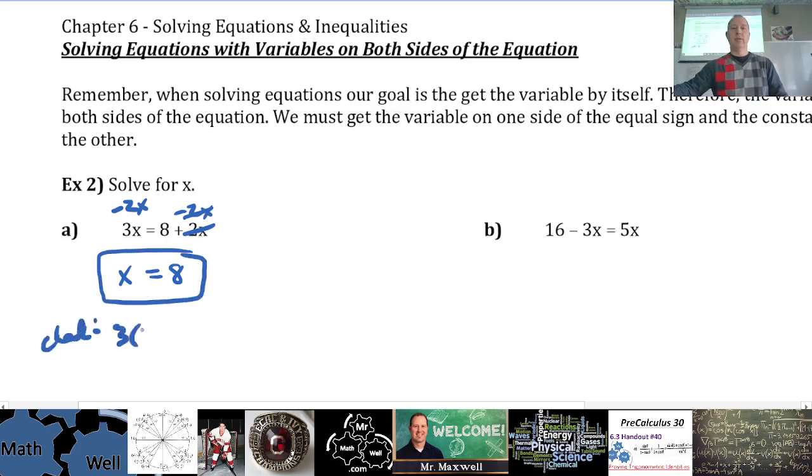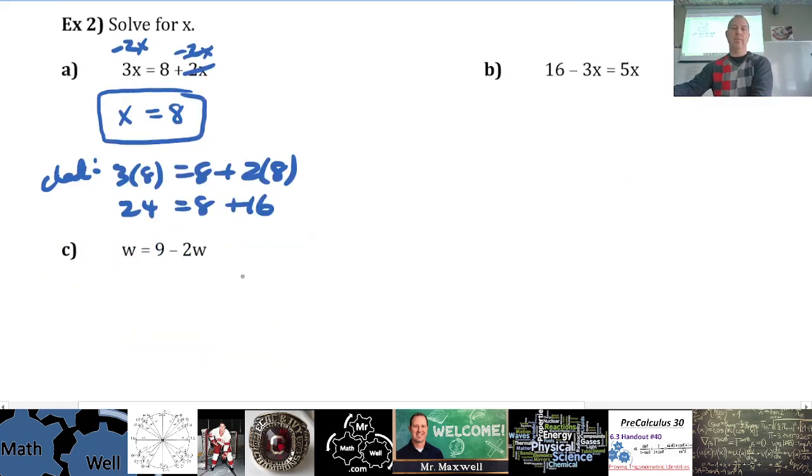A little check. 3 times 8 equals 8 plus 2 times 8. That's 24 equals 8 plus 16. Is that true? Yep, that's absolutely true. 8 plus 16 is 24.